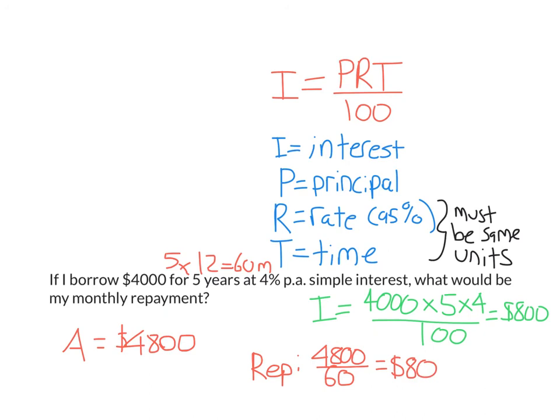So people often mess up questions like this. They think you only have to pay back the $4,000 or you only have to pay the interest. You always have to pay back the principal plus interest, and you just divide that by the number of months to get the monthly repayment.